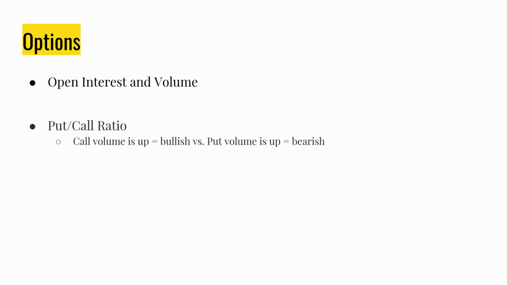As options can be very profitable, what tools can be used to make the correct choices? Like I said before, open interest and volume can also be applied to options. For instance, the put to call ratio is a tool that tells you the ratio of the number of puts to calls. So if the call volume is up, then it means that the overall market is feeling bullish. However, if the put volume is up, then the market is feeling bearish.